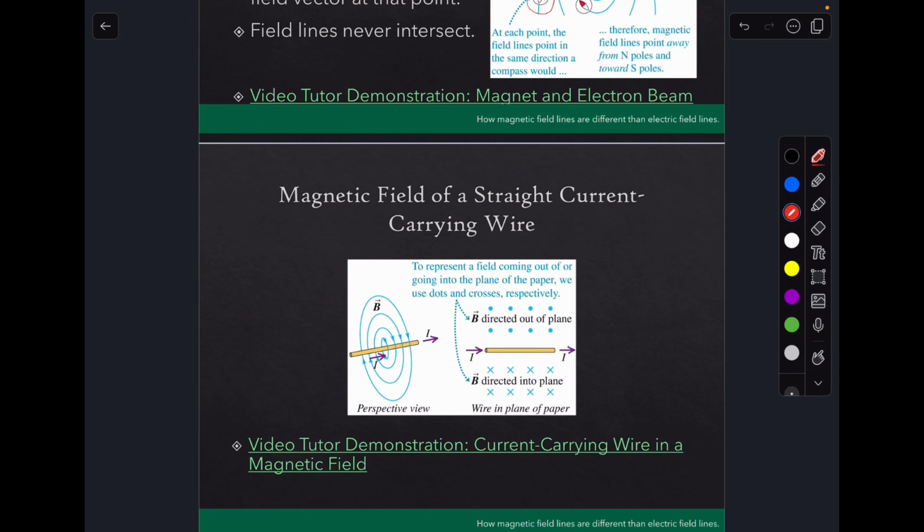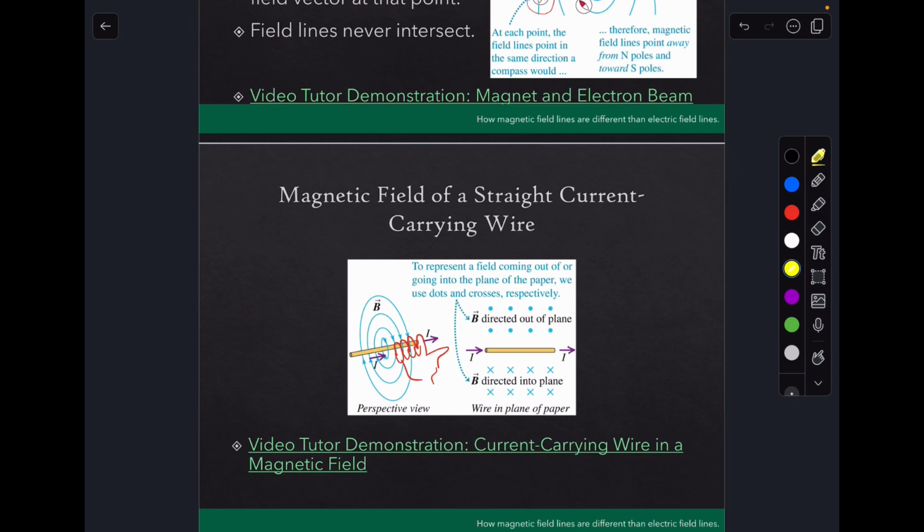This right-hand rule is: you put your thumb in the direction of the current, and then your fingers will curl around in the direction of the magnetic field. So magnetic fields are basically found as circles around a current-carrying wire. The perspective from which you are looking at the wire plays a huge role in figuring out what direction the B field is, because it depends on where you are in relation to the wire.